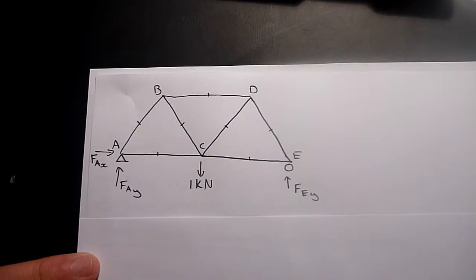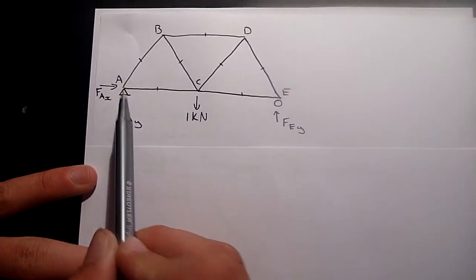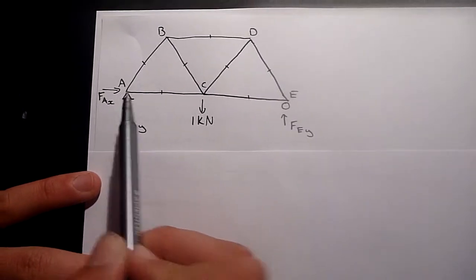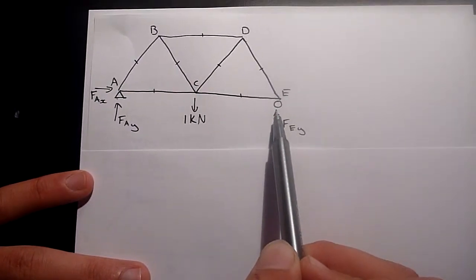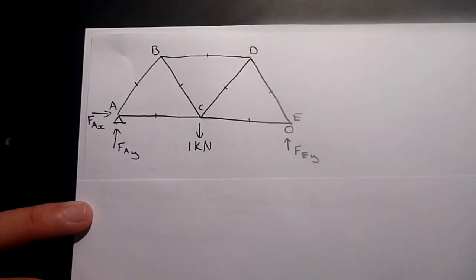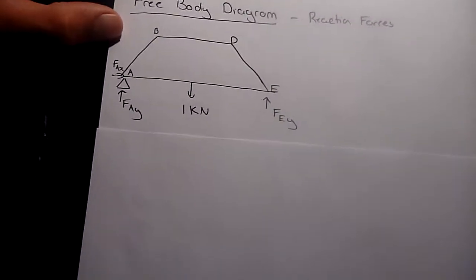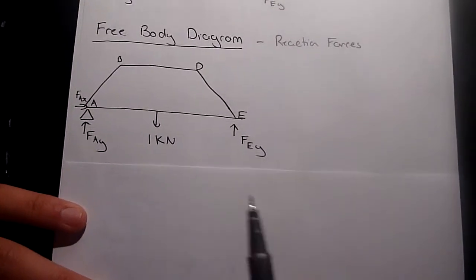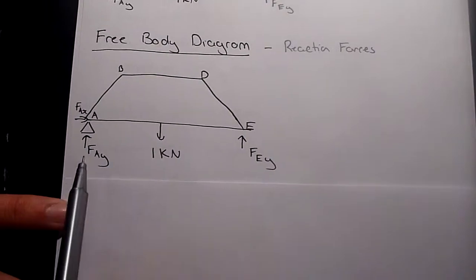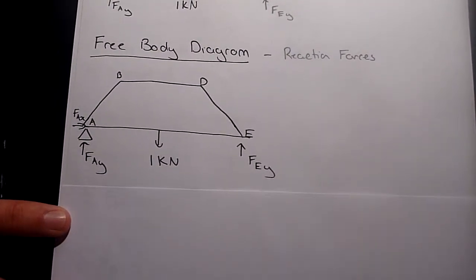What we've done here is we've put a pin joint here and a roller joint here. This allows 2 reaction forces on this side and 1 reaction force here. We also have a load of 1 kilonewton coming off point C. The first thing we must do is draw a free body diagram in order to calculate our reaction forces, which are Fa of x, Fa of y, and Fe of y.